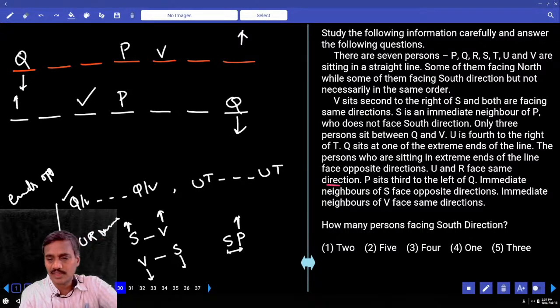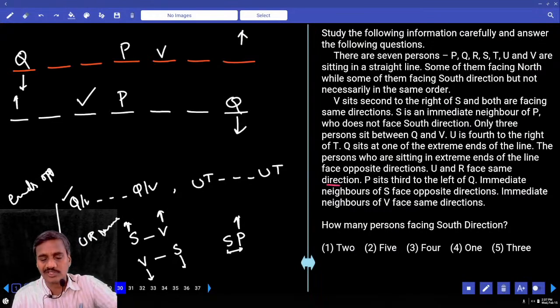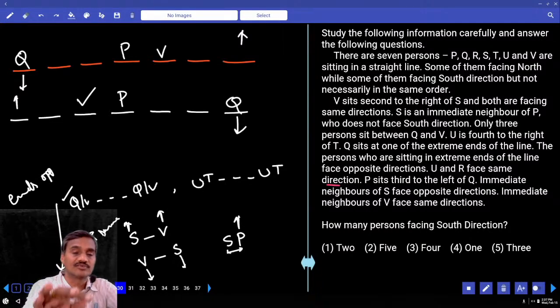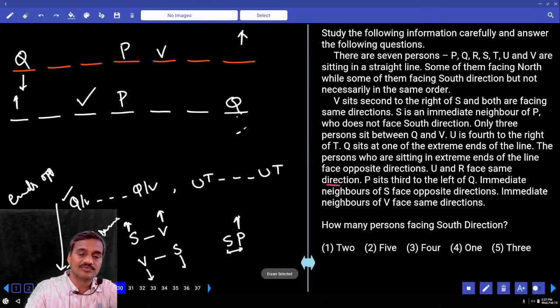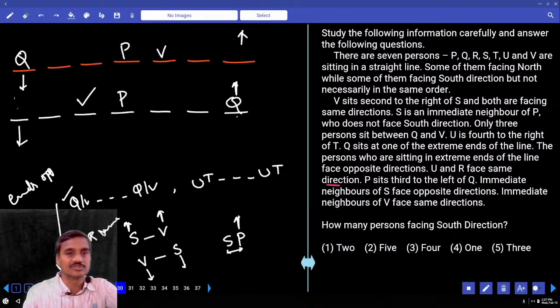And this person, P sits to the left of whom? P sits to the left of Q. So Q must be facing which direction? Q must be facing towards north. And P sits to the left of Q, so this person is facing south.